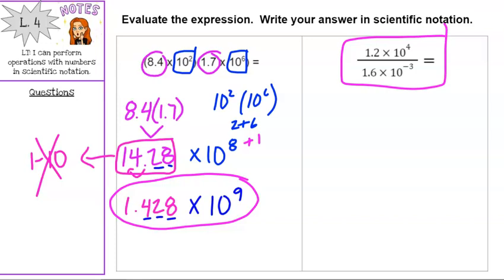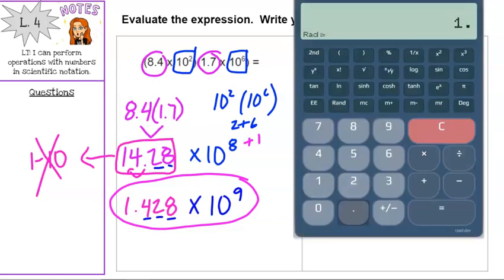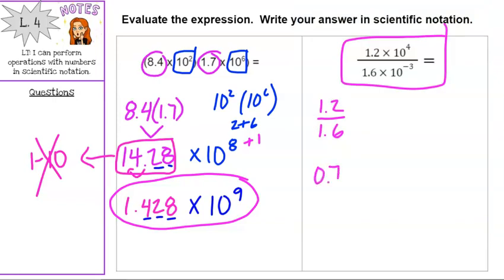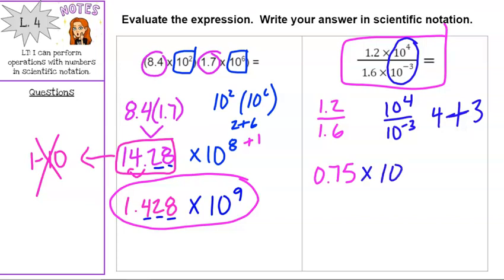All right. So first step is to do that division. 1.2 divided by 1.6 is 0.75. Next, we're going to divide our powers of 10. 10 to the 4th divided by 10 to the negative 3rd. When we divide, we can subtract our exponent. So 4 take away negative 3, which becomes 4 plus 3. So this would be times 10 to the 7th power.